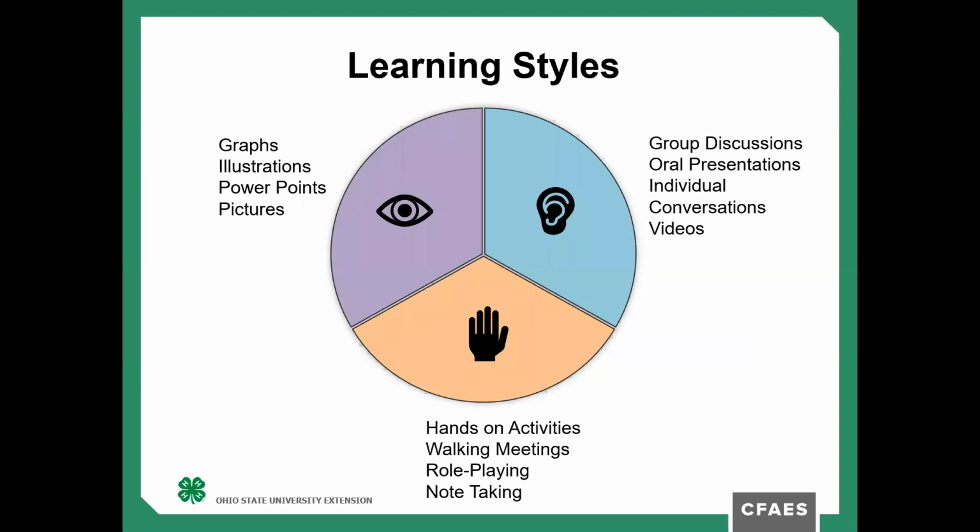This particular pie chart summarizes the different learning styles. So again, you can see that the visual learners like graphs, illustrations, PowerPoints, and pictures. The auditory learners like the discussion and conversations with others, whether they're in small groups or larger groups, and like to watch videos and listen to those videos. The kinesthetic learners, they enjoy hands-on activities, standing up and doing different activities during meetings. They like role playing and note-taking as well to stay engaged.